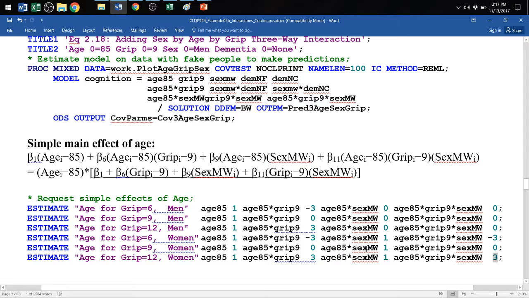So you just have to be internally consistent in how you label each of these variables here. If you give it a -3 in one place, it carries over to all of the other places. So everywhere you see grip, you put the same number. Everywhere you see gender, you put the same number.